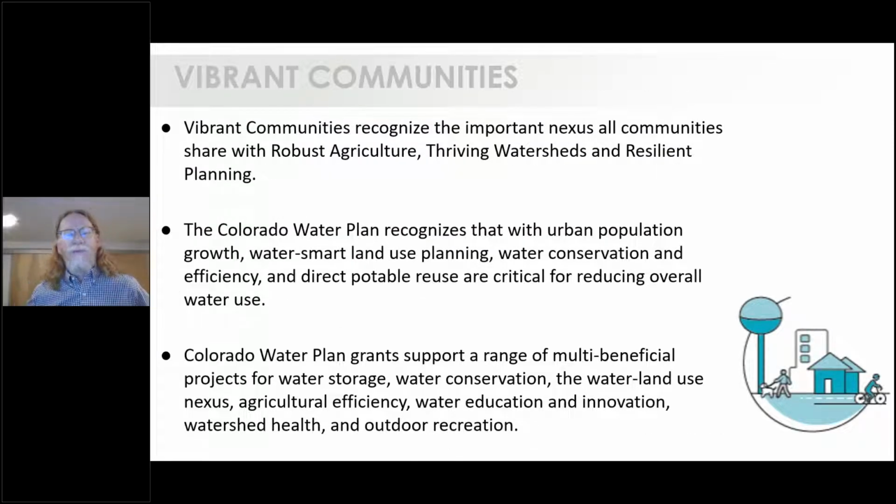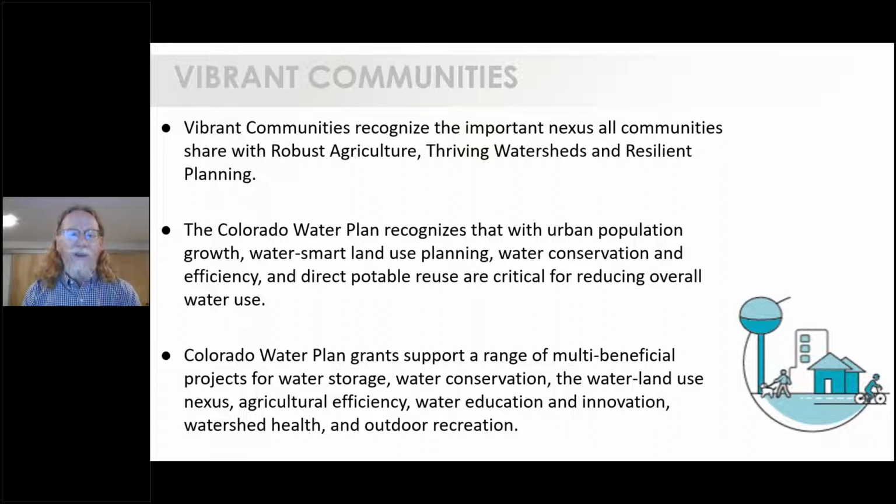Okay, so a little bit more about vibrant communities, just a general idea here. I mentioned before the nexus between agriculture, watersheds, and resilient planning. We've got our water plan right now, and in the first one in 2015, we were able to slip in land use planning, and it was touch and go. It was a little more controversial back then to get it into a state water plan because we're a very local control state.